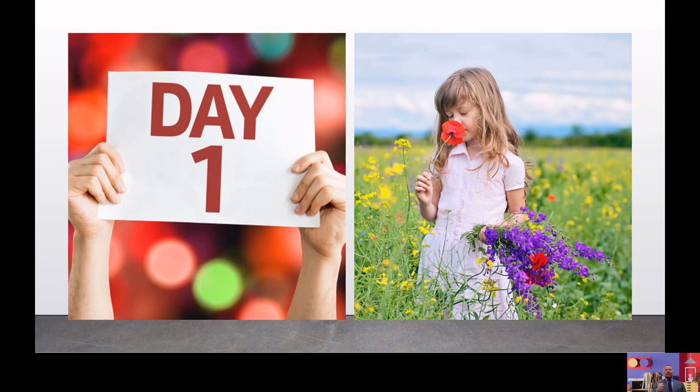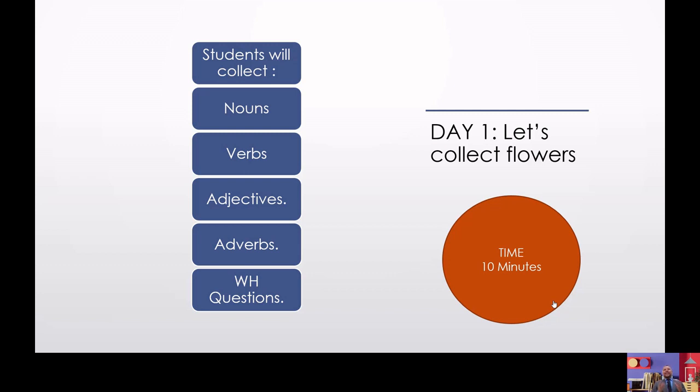But how to do that on day one? Students will collect flowers, I mean vocabs, but in groups. If you remember, you classify your students into groups of 4 students with roles: illustrator, speaker, writer, and also leader. You will mention that this group is the noun group, this one is the verbs group, this one is the adjective group, this one is the adverb group, and this one is the WH question group. You will label your groups inside the class with these names. Good. So this is day one.